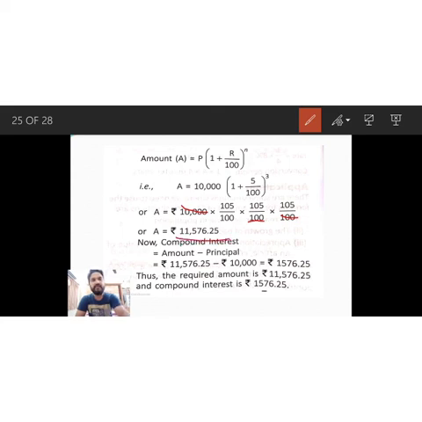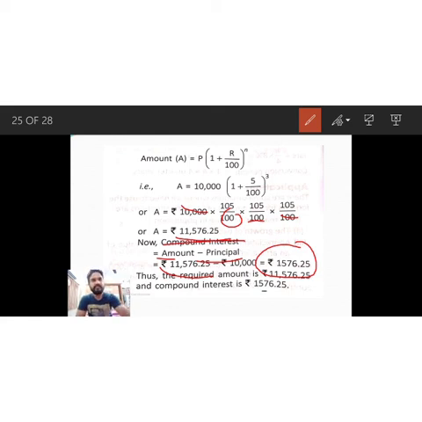We have 1157625. Now there is a 100, so we have to put the decimal point after 2 digits. So our answer is 11,576.25. Now what is the compound interest? We have the formula, amount minus principal. So this is our amount, 11,576.25 minus 10,000. Then we have 1,576.25 as the compound interest for 1.5 years compounded half yearly.